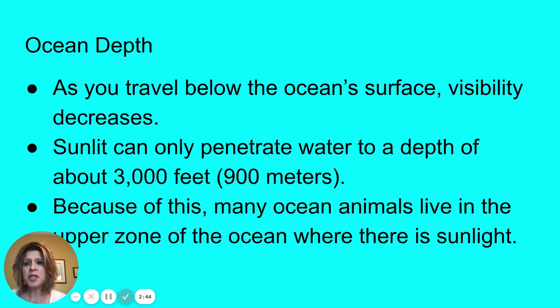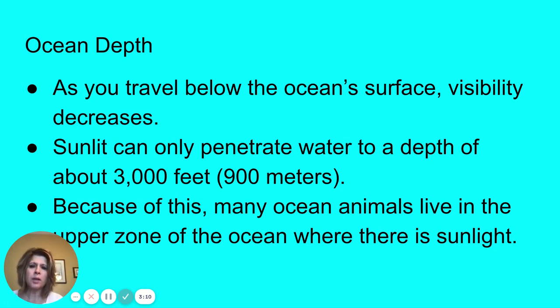Now, the depths. As you travel below the ocean surface, visibility decreases. Visibility means how you can see. So the ability to see decreases. Decrease was another word I noticed on some of your words in the past. Decrease means to get smaller or to get less. So the visibility gets less in the ability to see.